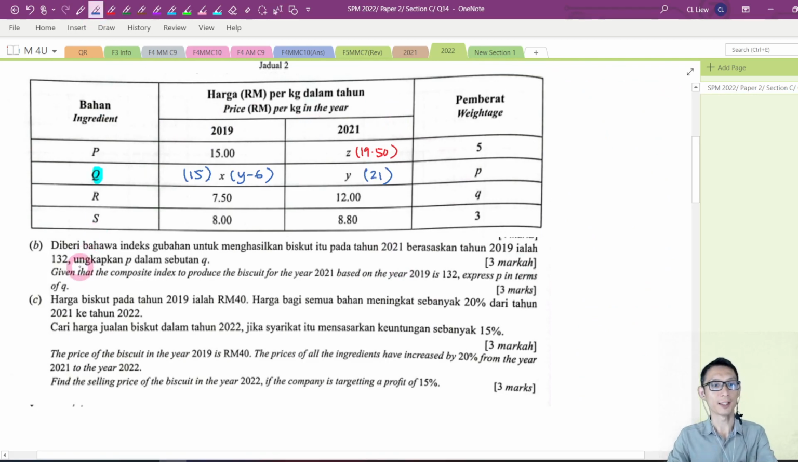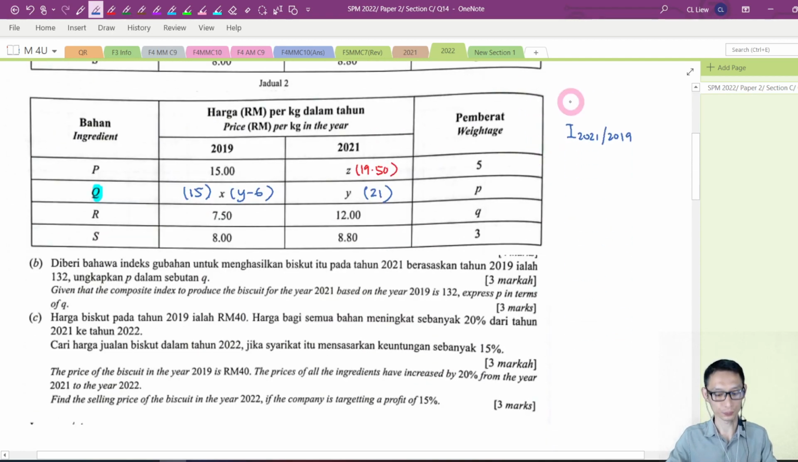Now let's look at part B. Given that the composite index to produce the biscuit for the year 2021 based on the year 2019 is 132. Express P in terms of Q. So how do we find the composite index? We need to find the price index for each ingredient, right? So this one, let me write over here. This is the price index for the year 2021 based on 2019. For ingredient P, given by the question, it is 130. For ingredient Q is 140.